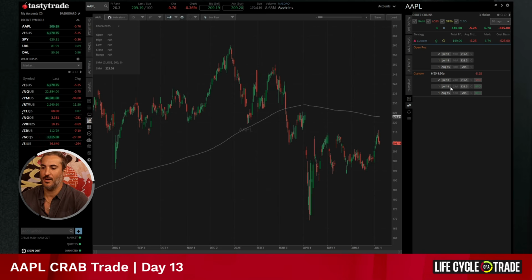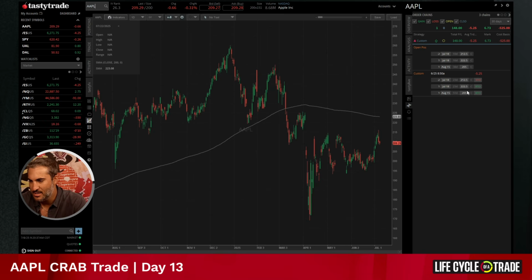We had this upside crab trade, which is a calendarized ratio butterfly. We were long the 205 call, short two of the 212.5s, and long one of the 222.5s. So a 7.5 by 10 spread, a little bit of extra risk on the upside. This was the perfect move for us.